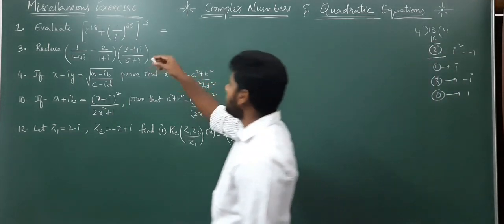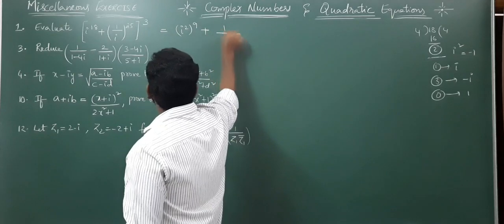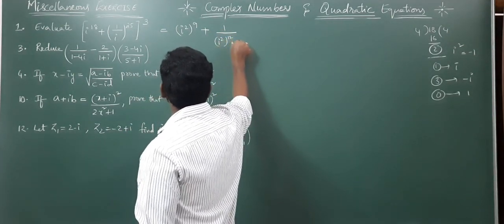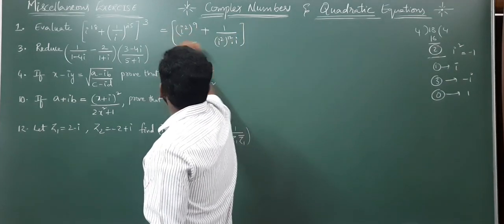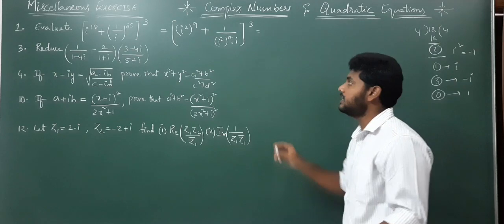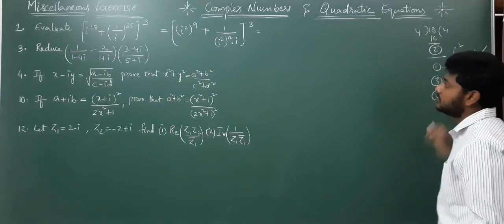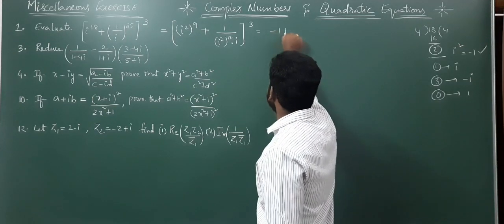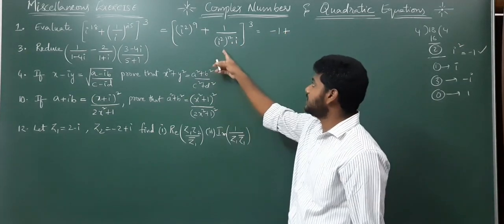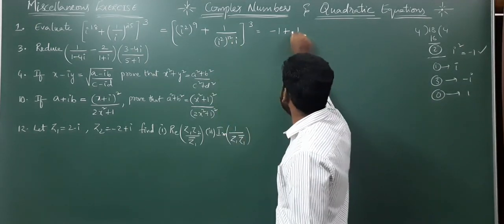Otherwise, i power 18 we can write as (i square) whole power 9, plus 1 by i to the power of 25, we can write as (i square) whole power 12 into i, whole cube. We know i square is minus 1. Minus 1 to the power of an odd number is always minus, so here we get minus 1. Then plus 1 over (i square) to the power 12, that is an even number; minus 1 to the power of 12 is 1. 1 into i is i.